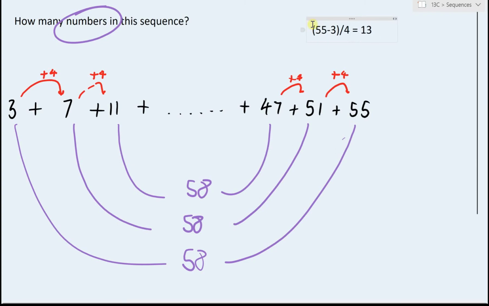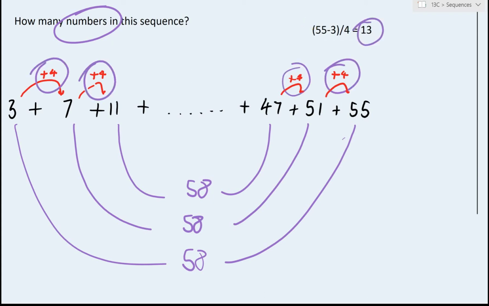Now, here's the obvious mistake. That is not saying there were 13 terms. That is saying there are 13 jumps. So it basically means I had 13 plus 4s. And as we saw from the basic formula, A plus (n minus 1)D, this number always lags one behind the number of terms we have. So because that gave me 13, that meant that I actually had 14 terms.